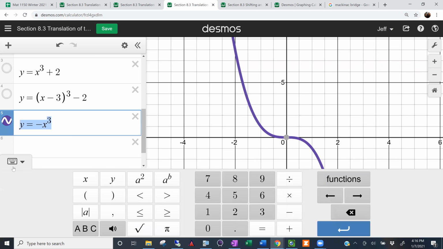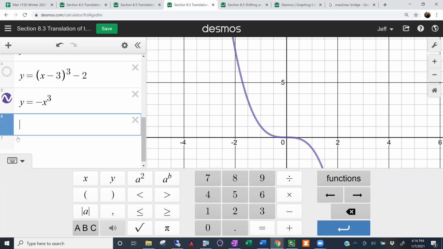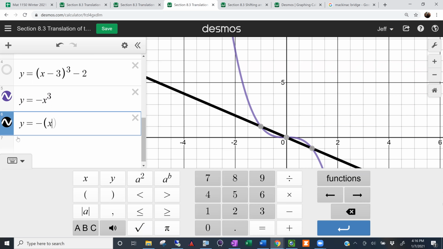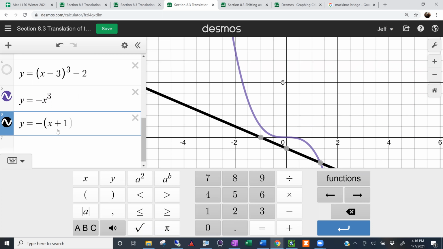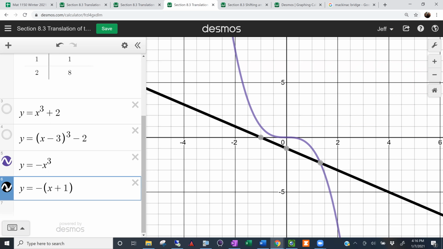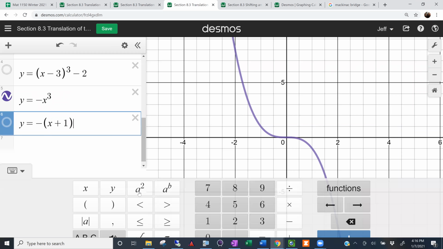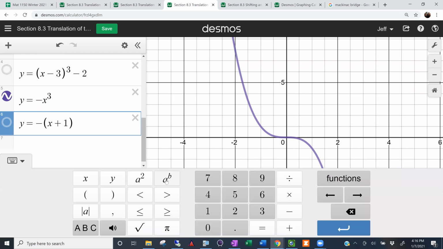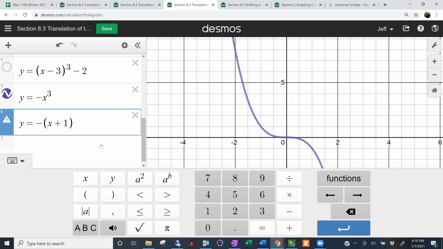It's y equals negative x cubed plus 1, or negative x plus 1 cubed, I should say it that way. Y equals negative of x plus 1. And we've got to come out here and put in the cube. So I'll do it this way. Click the a to the b power, put in the cube.